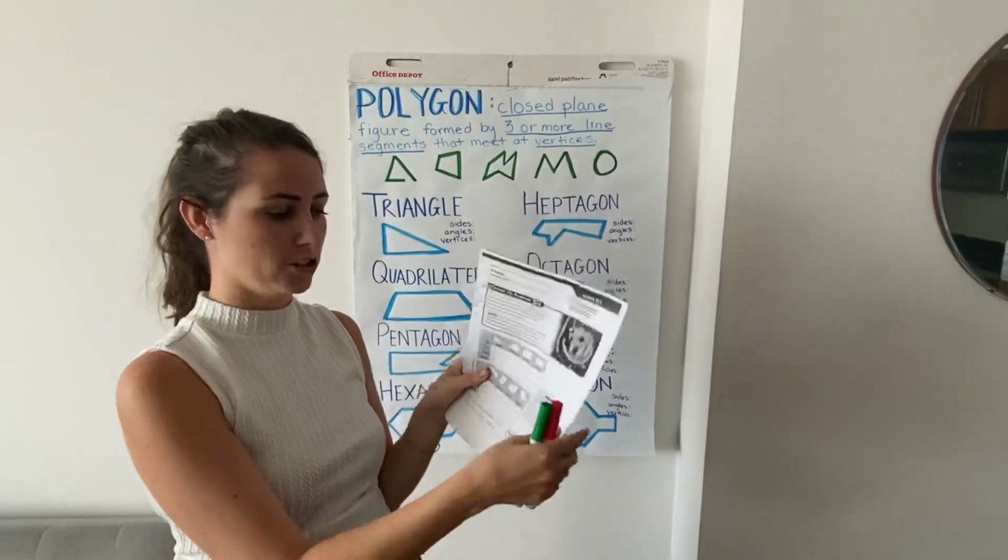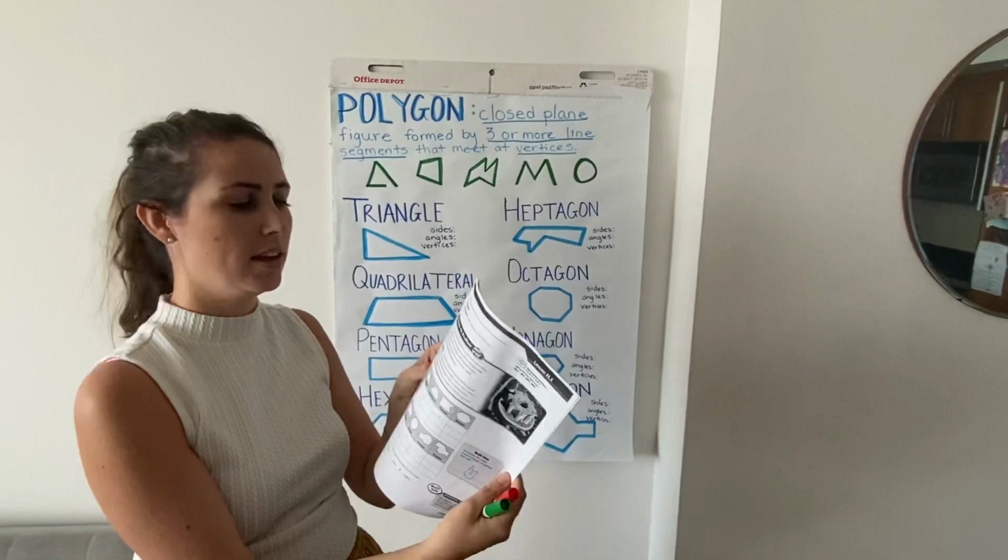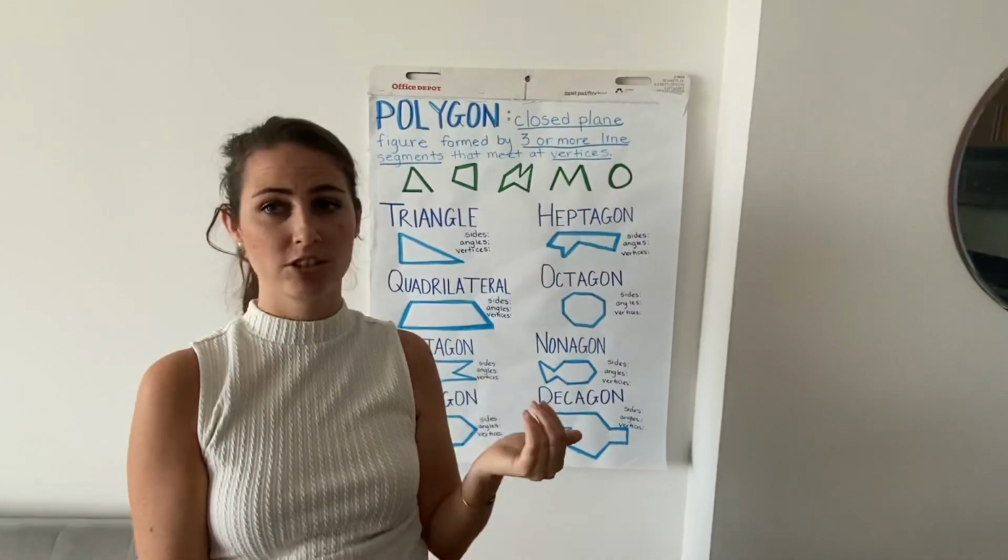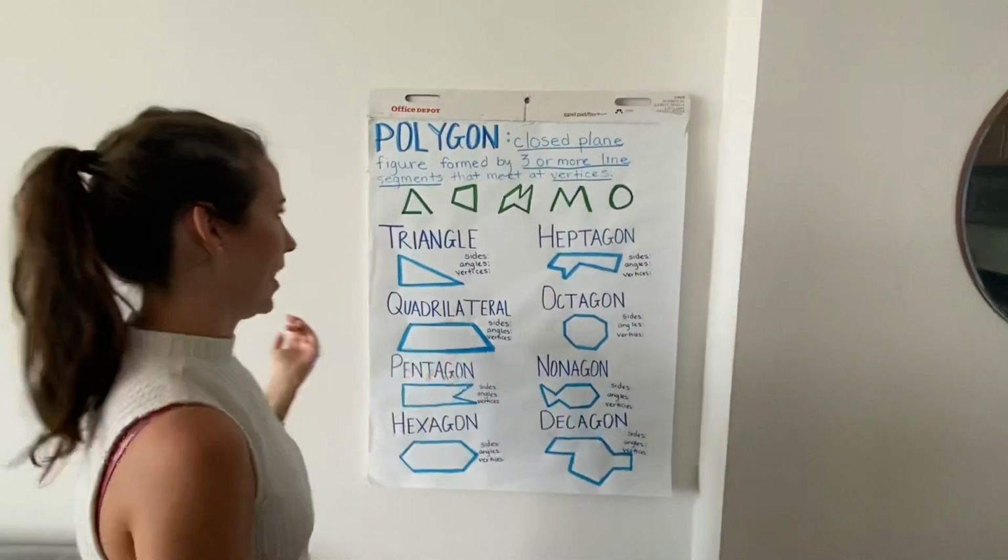The first 4 pages are worksheets for us. They're very quick ones. And then the last 4 pages will be the answers so that you can check your work when you're done. Okay, so let's get started.